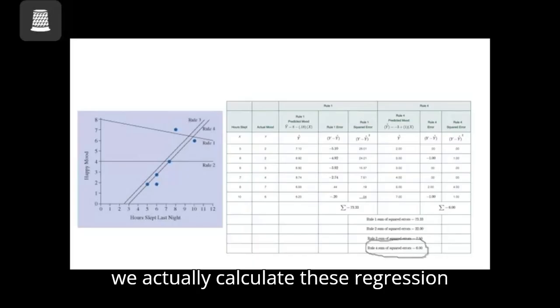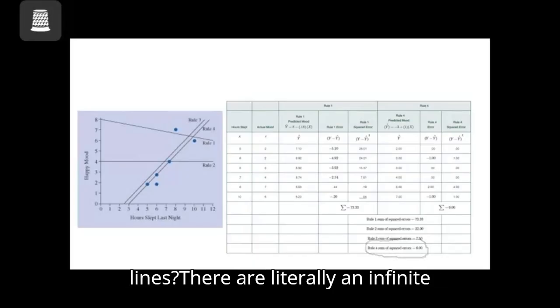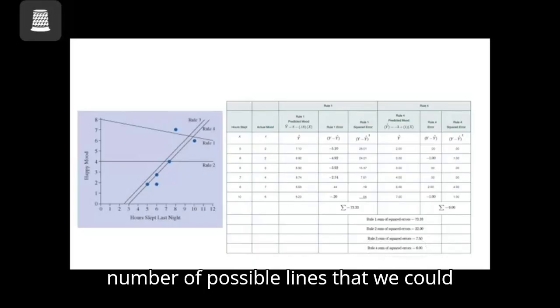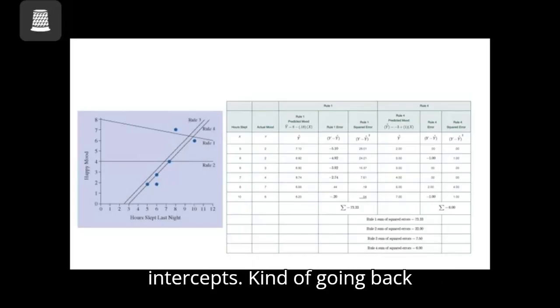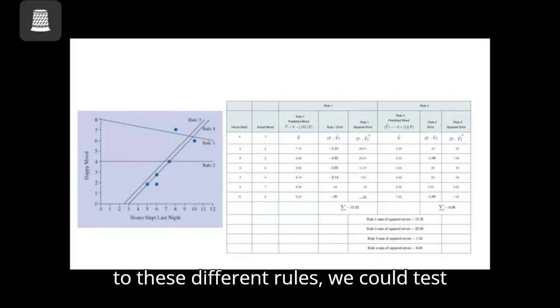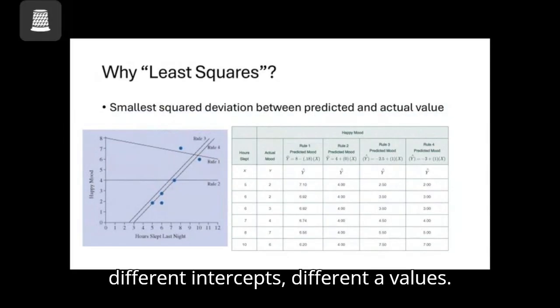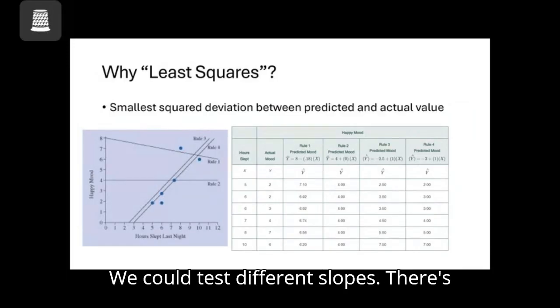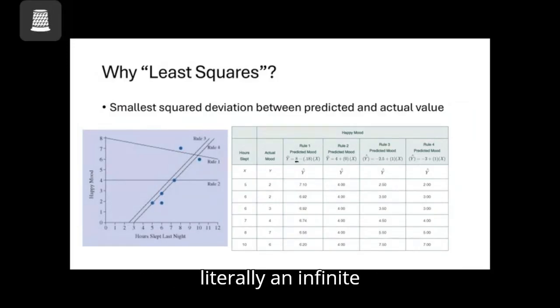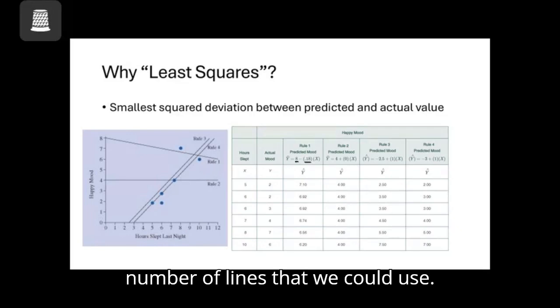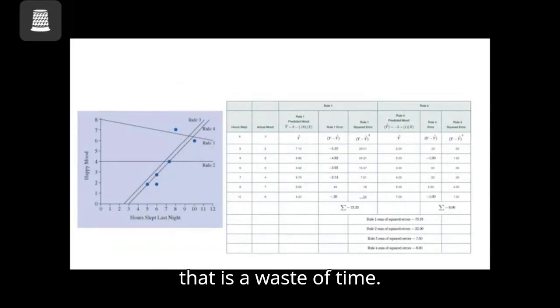So how do we actually calculate these regression lines? There are literally an infinite number of possible lines that we could test, because we could test different intercepts, going back to these different rules. We could test different intercepts, different A values. We could test different slopes. There's literally an infinite number of lines that we could use. And do we test every single line? No, that is a waste of time.